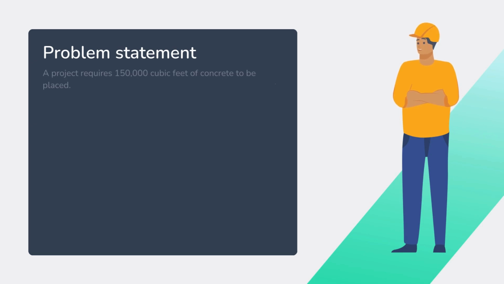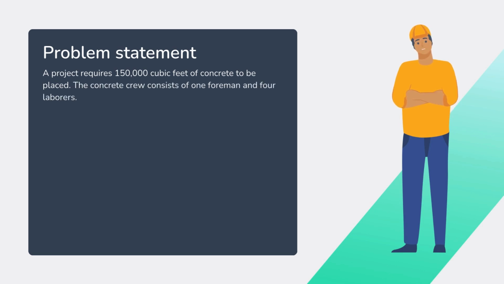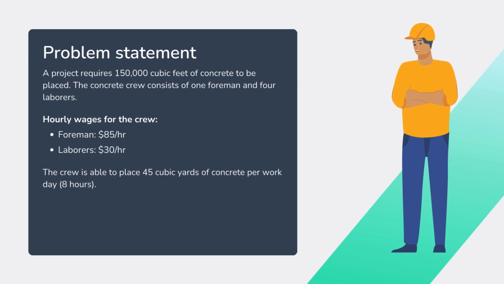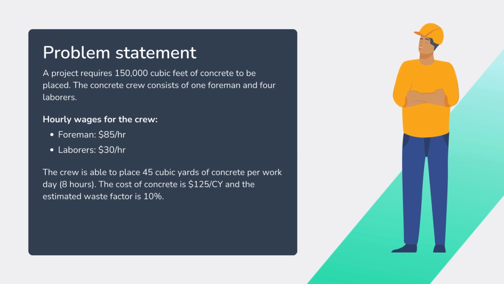For this scenario, a project requires 150,000 cubic feet of concrete. Our crew for this task consists of 1 foreman and 4 laborers. The foreman's hourly rate is $85, and each laborer earns $30 per hour. The crew can place 45 cubic yards of concrete per 8-hour workday. The concrete costs $125 per cubic yard, and we need to consider a waste factor of 10%. Now our task is to use this information to calculate the total cost of labor and concrete for the project.